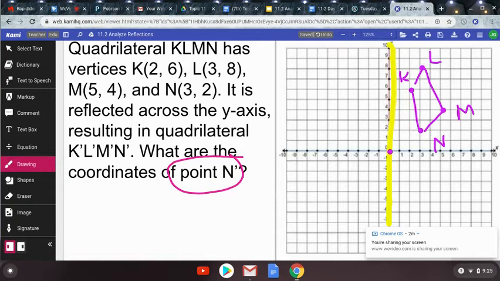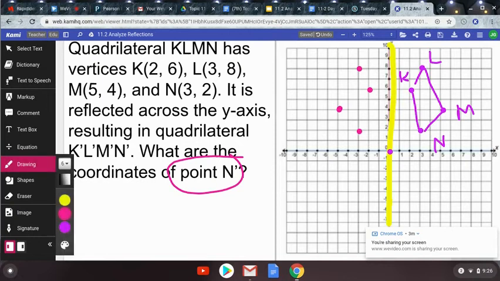So I'm going to start with K. It is 2 squares to the right of the yellow line, so I'm going to go 2 squares to the left of the yellow line. L is 1, 2, 3 squares to the right, so I'm going to go 1, 2, 3 squares to the left. M is 1, 2, 3, 4, 5 to the right, 1, 2, 3, 4, 5 to the left. And then N is 3 to the right, 3 to the left.